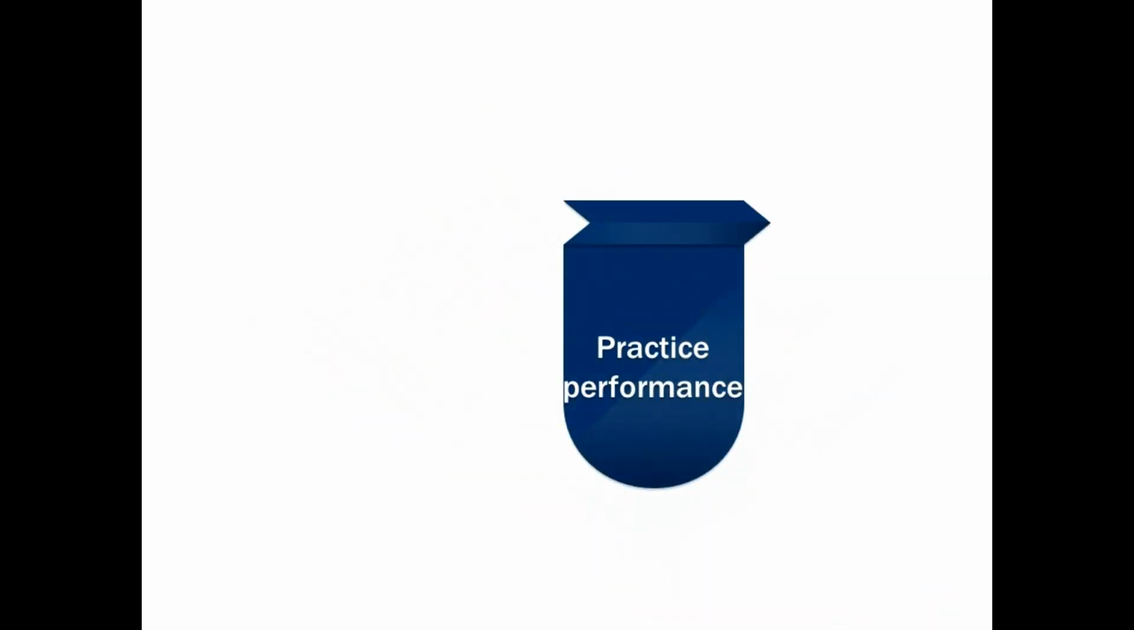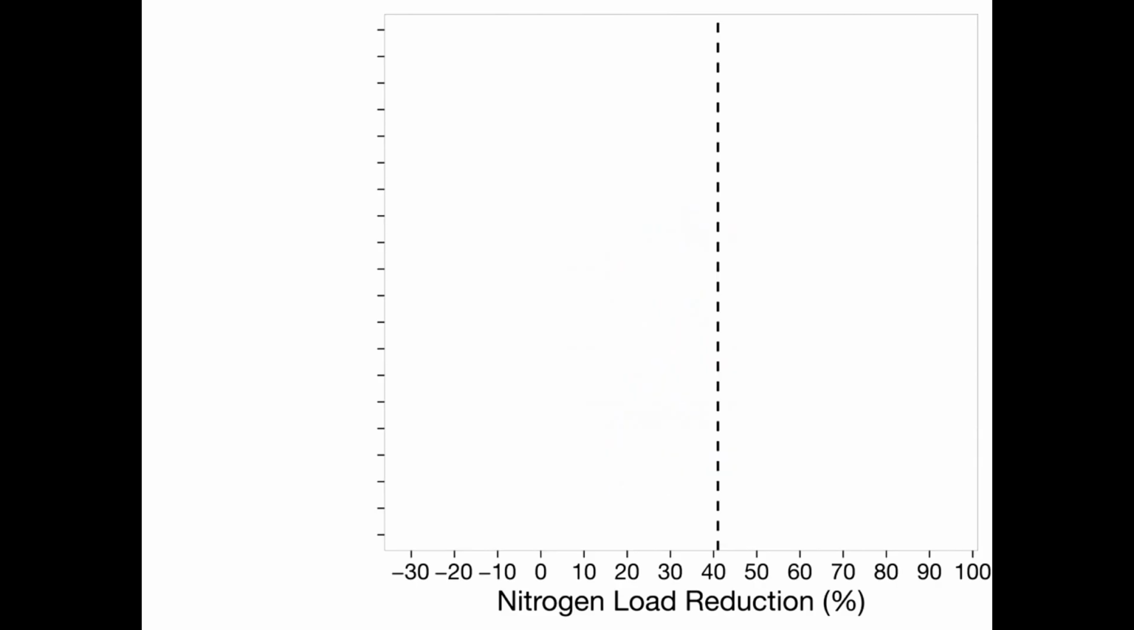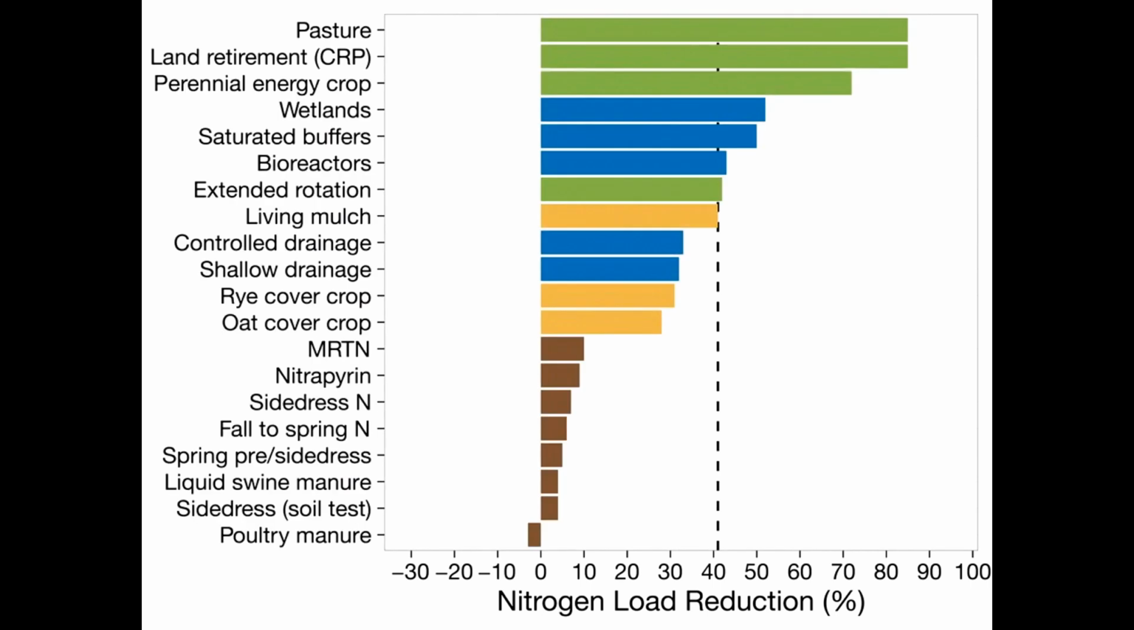So we've talked through the different practices. We'll hit real quick on practice performance. We're looking at nitrogen load reduction on our x-axis as a percent. The dashed line is the goal that we're trying to reach, in this case 41%, the agricultural goal for the Iowa Nutrient Reduction Strategy. And then we can put in the different practices within that nutrient reduction strategy.